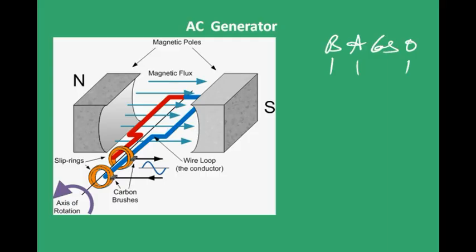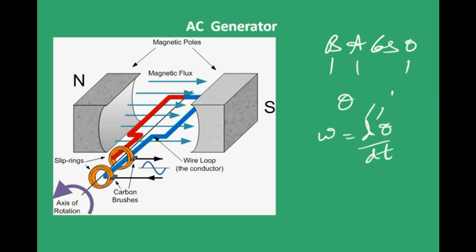AC generator works on this principle where you change the magnetic flux through changing theta. Observe this. A coil is placed here and it is rotated by some external means, some mechanical energy. So simply saying, mechanical energy is converted into electrical energy in this AC generator. If you rotate the coil with the angular velocity omega, say, then what will be this? Omega is nothing but d theta by dt.